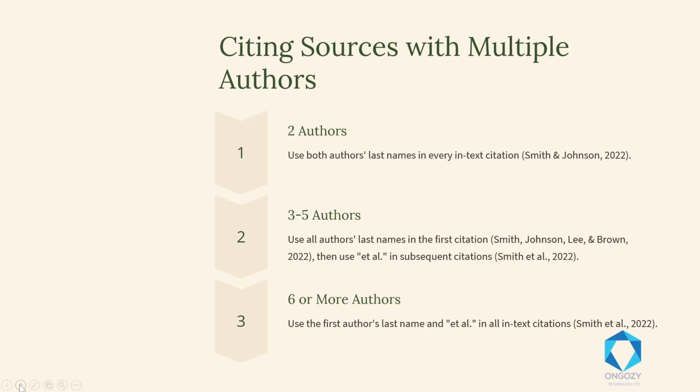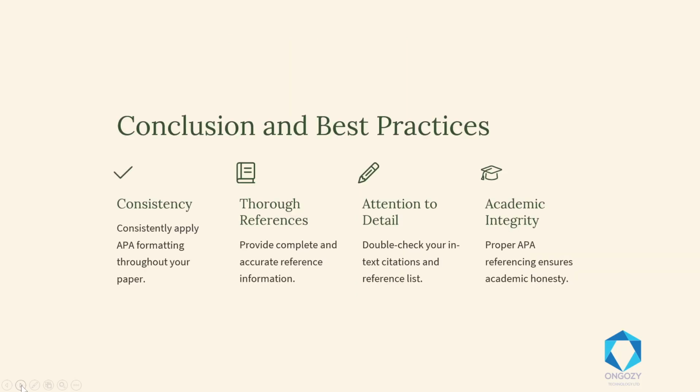2022. Now, if you have 6 or more authors, use the first author's last name, and then et al. For example, in all in-text citations, you write Smith et al. 2022.